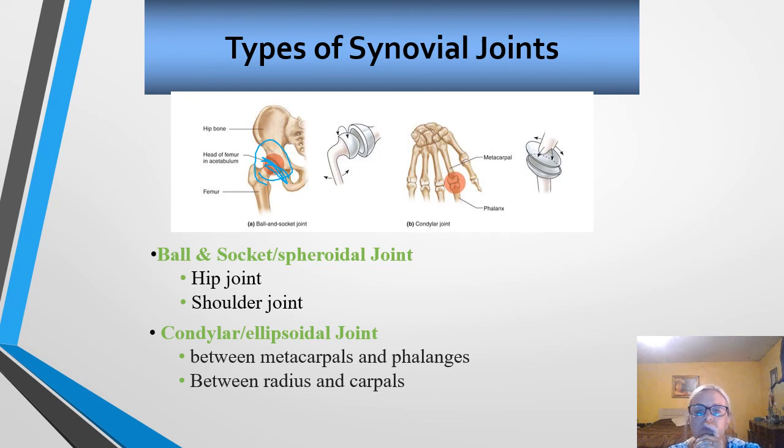You also find these between the radius and the carpals, okay? So carpals are here, carpals and then metacarpals. I don't know if you can see that. Carpals are what form your wrist. There's about 8 bones there, and then metacarpals.